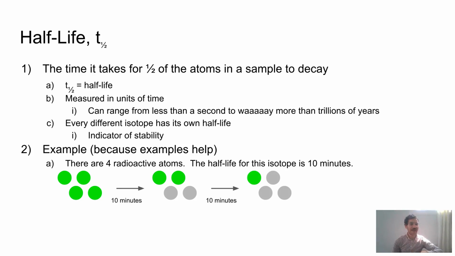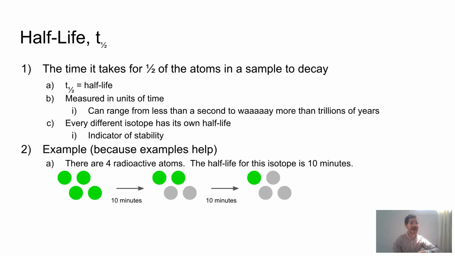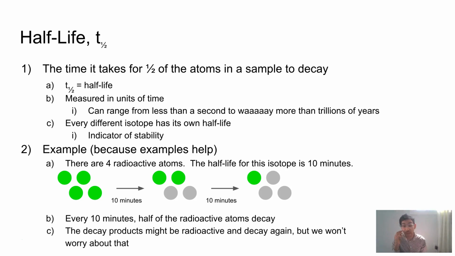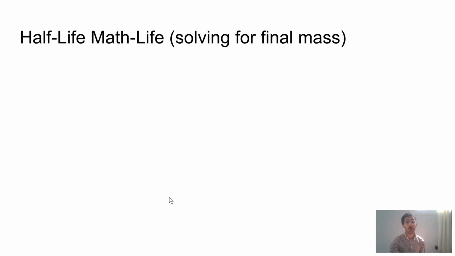Usually we're not thinking about 1 atom, and I'm not going to include what goes on after this because honestly, it might decay and it might not. But we're going to usually deal with tons of atoms because that's how chemistry is done. You generally have tons of atoms, not 1 at a time. Anyway, every 10 minutes, we have half of our radioactive atoms decaying. And the decay products might actually be radioactive and decay again, but we're not going to worry too much about those.